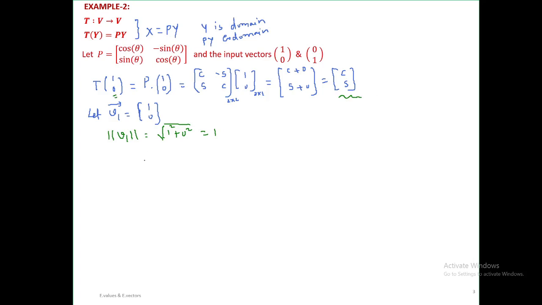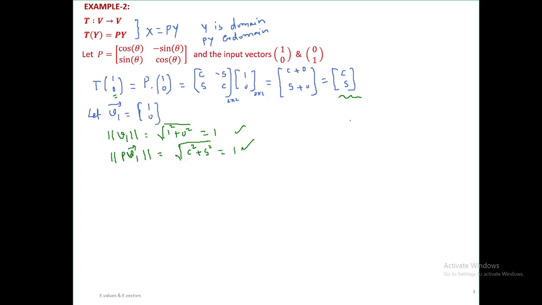This is P into v1 bar. So what is the length of P into v1 bar? Cos square theta plus sin square theta. Now what is this? It is 1. Look, the length is not changing. Similarly, if you send one more vector (0, 1), its length is 1. Again we will get (minus sin theta, cos theta), and sin square theta plus cos square theta is 1. The length is the same, and now you find the angle between them.